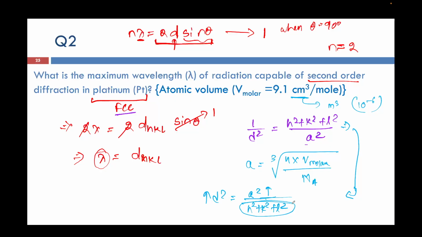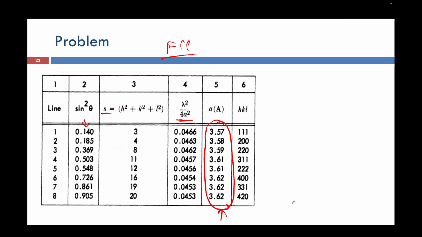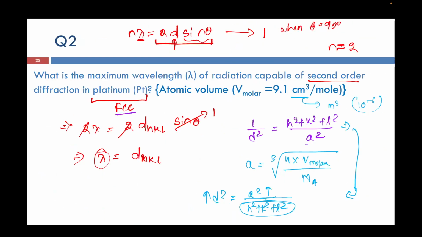For an FCC, what is the least value of h square plus k square plus l square? We have seen it here. That means h square plus k square plus l square will be equal to 3. This value you put here, the a value you put, and you get the d value. Now d value will be equal to your lambda.